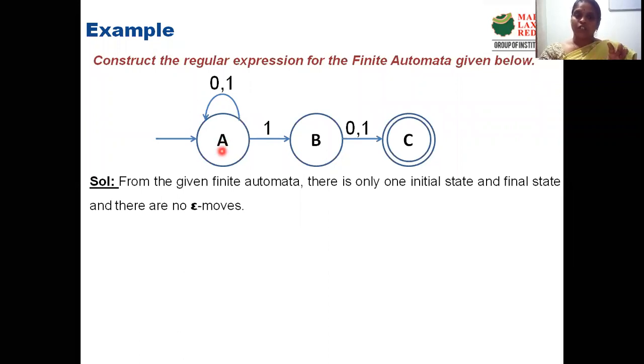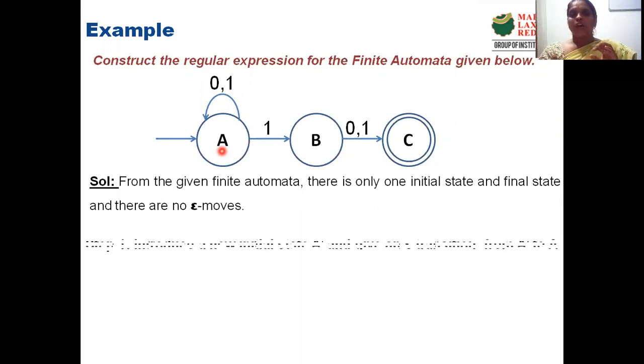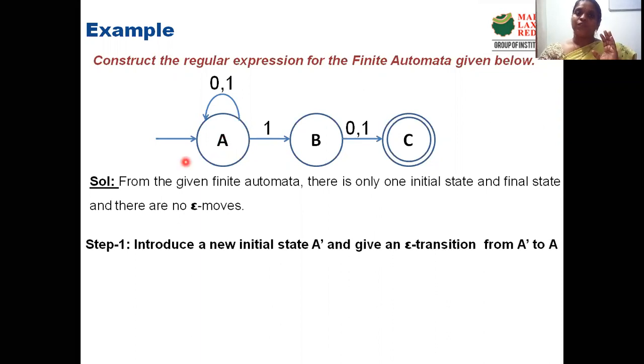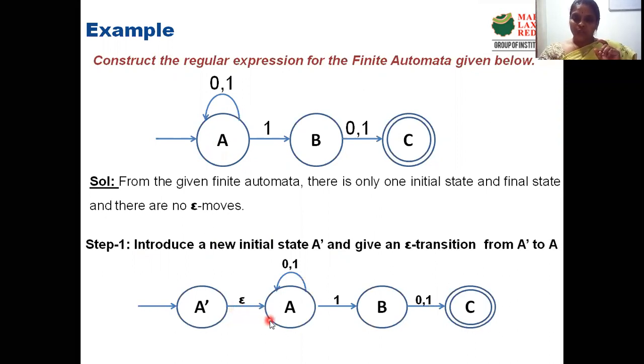In order to eliminate it, that means to make it an intermediate state, we have to add a new state, say for example A dash. So step 1 is to introduce a new initial state A dash and provide a transition from A dash to A on epsilon. That means we are using an epsilon move from A dash to A. There is no change in the remaining three states. So now our finite automata consists of four states: A dash, A, B, and C.